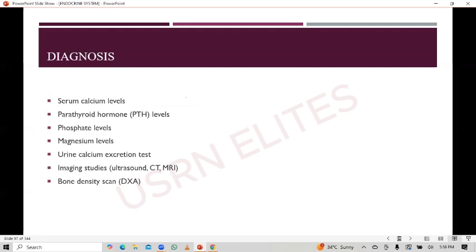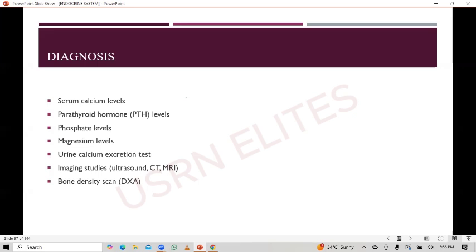Then diagnosis, the same as what we treated under hyperparathyroidism. So here too, there's serum calcium levels. Here it's going to be low, below 8.6. Then we do parathyroid hormone levels as well. I said that the normal parathyroid hormone was what? 10 to 60 picograms per milliliter, right? So here it's going to be low. Then phosphate level is going to be high.